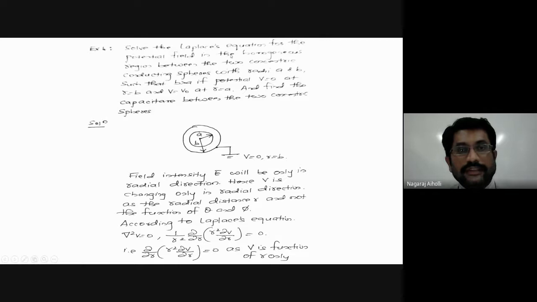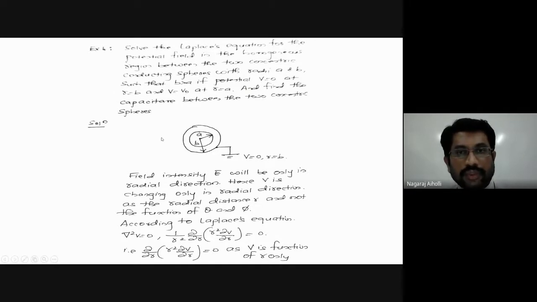Solve the Laplace's equation for the potential field in the homogeneous region between the two concentric conducting spheres with radii a and b, such that b is greater than a, if potential V equal to 0 at r equal to b and V equal to V naught at r equal to a. Also, find the capacitance between the two concentric spheres.